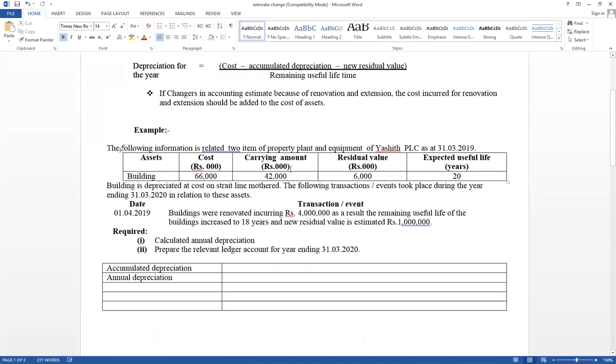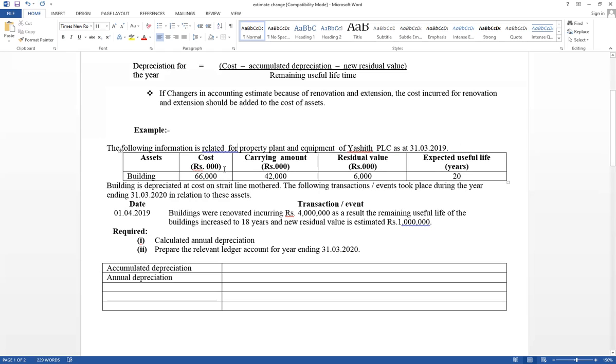It has given information relevant for property, plant and equipment, and given as at 31st March 2019. Those are the previous year closing balance. 31st March 19, building cost value is given, and given carrying amounts. Carrying amount means net book value after deducting accumulated depreciation from cost value. Therefore, accumulated depreciation is not given clearly, and residual value also given, lifetime is given.